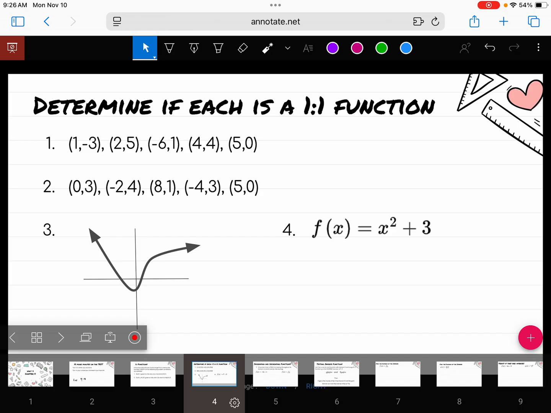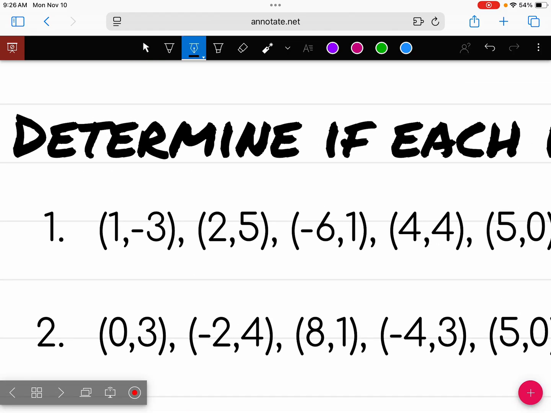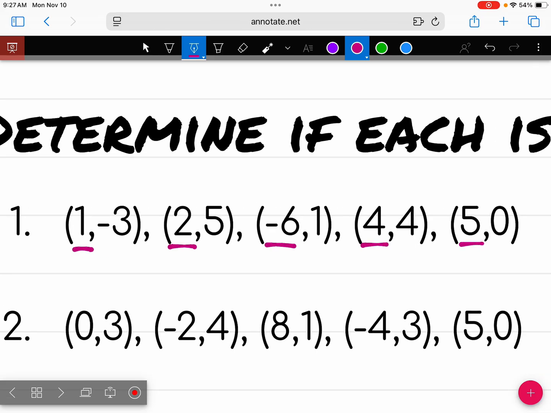So if it's a function, each x goes to only one y. When we're looking at a list of points, we're looking to see if there's any repeats in the x's. So we have (1, -3), (2, 5), (-6, 1), (4, 4), and (5, 0). We don't need to plot it or draw a picture. We just ask, are there any repeat values in my x's? Not in this first one. We've got a 1, and then a 2, and then negative 6, 4, and 5. I did not say the same number more than once. No repeats there. So this one is a function.